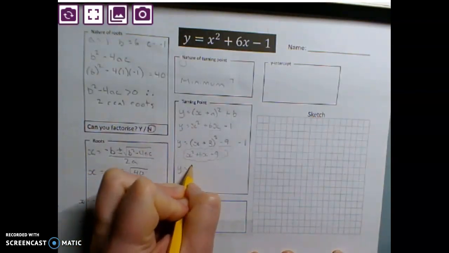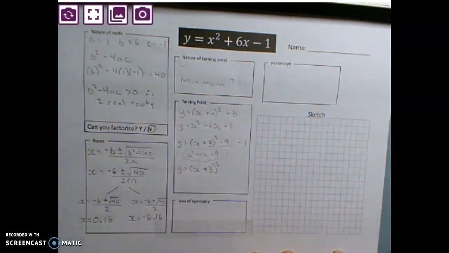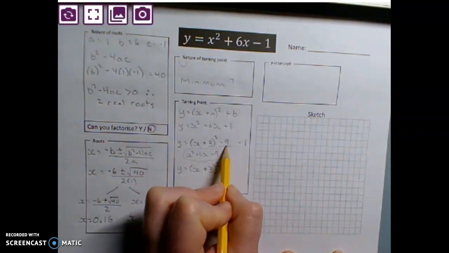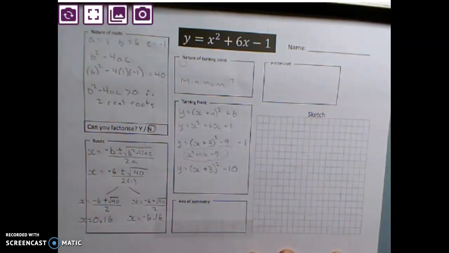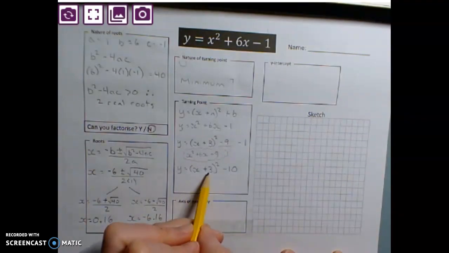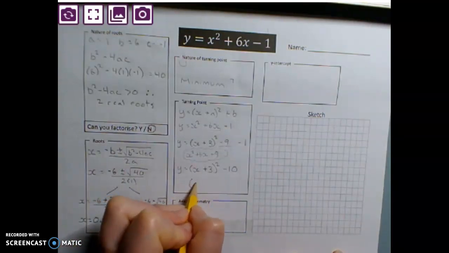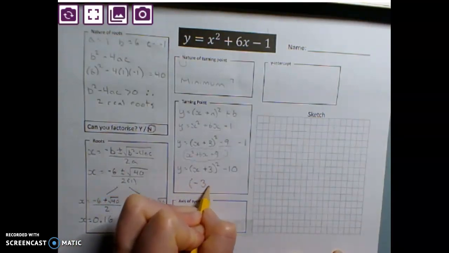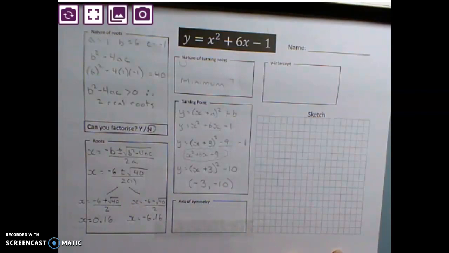So we have y equals (x plus 3) squared, and then minus 9, or negative 9, minus 1, which gives me negative 10. So there, I've completed the square. Now I can say, what is the turning point? When we're graphing this, we shift from the center, we go to the left, and we go down. So my turning point, I went to the left 3, so negative 3, and down negative 10. There's my turning point.